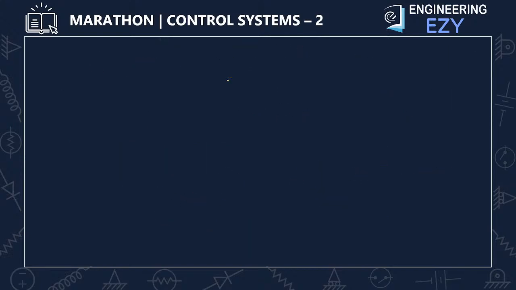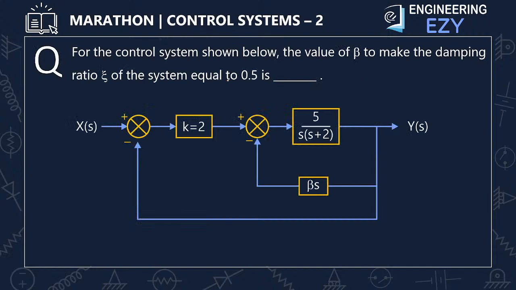Okay, moving to the next question. Give the answer of this question. For the control system shown below, you have to calculate the value of beta to make the damping ratio zeta of the system equal to 0.5. What should be the value of beta so that the damping ratio of the overall system is 0.5?